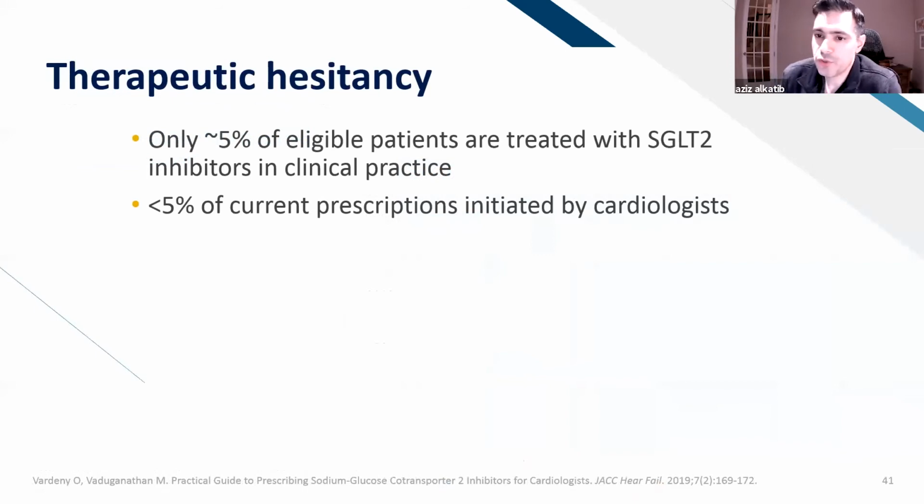So the SGLT-2 inhibitors suffer from therapeutic hesitancy. What is that? Well, it's defined as the failure to initiate treatment, even though it is evidence-based and guideline recommended. They have found that only 5% of eligible patients are treated with SGLT-2 inhibitors in clinical practice. Furthermore, less than 5% of the current prescriptions are initiated by cardiologists.